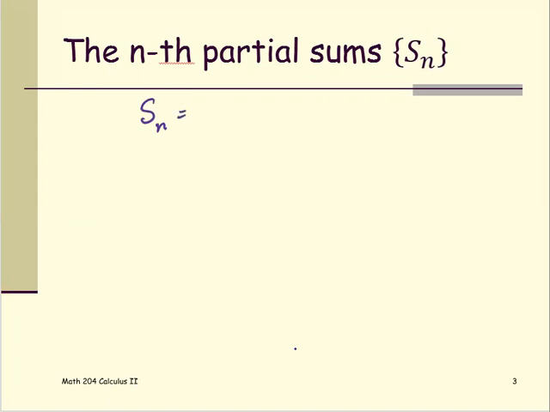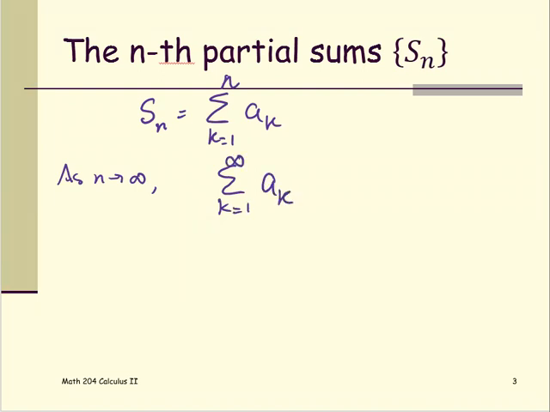Sn is the summation of the first n terms, k from 1 to n. So as n approaches infinity, we can see this as the summation k equals 1 to infinity of the Ak. And this one is called the infinite series.